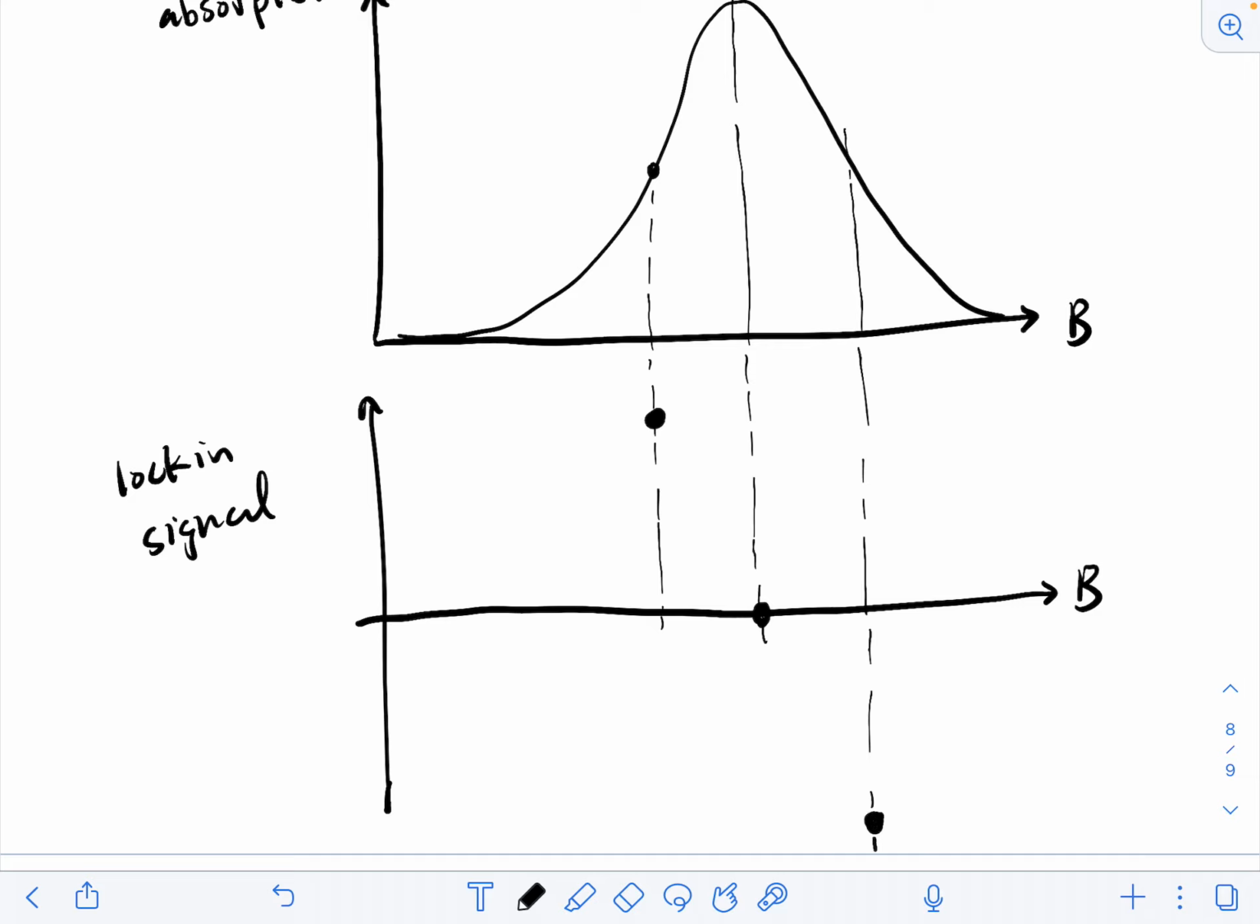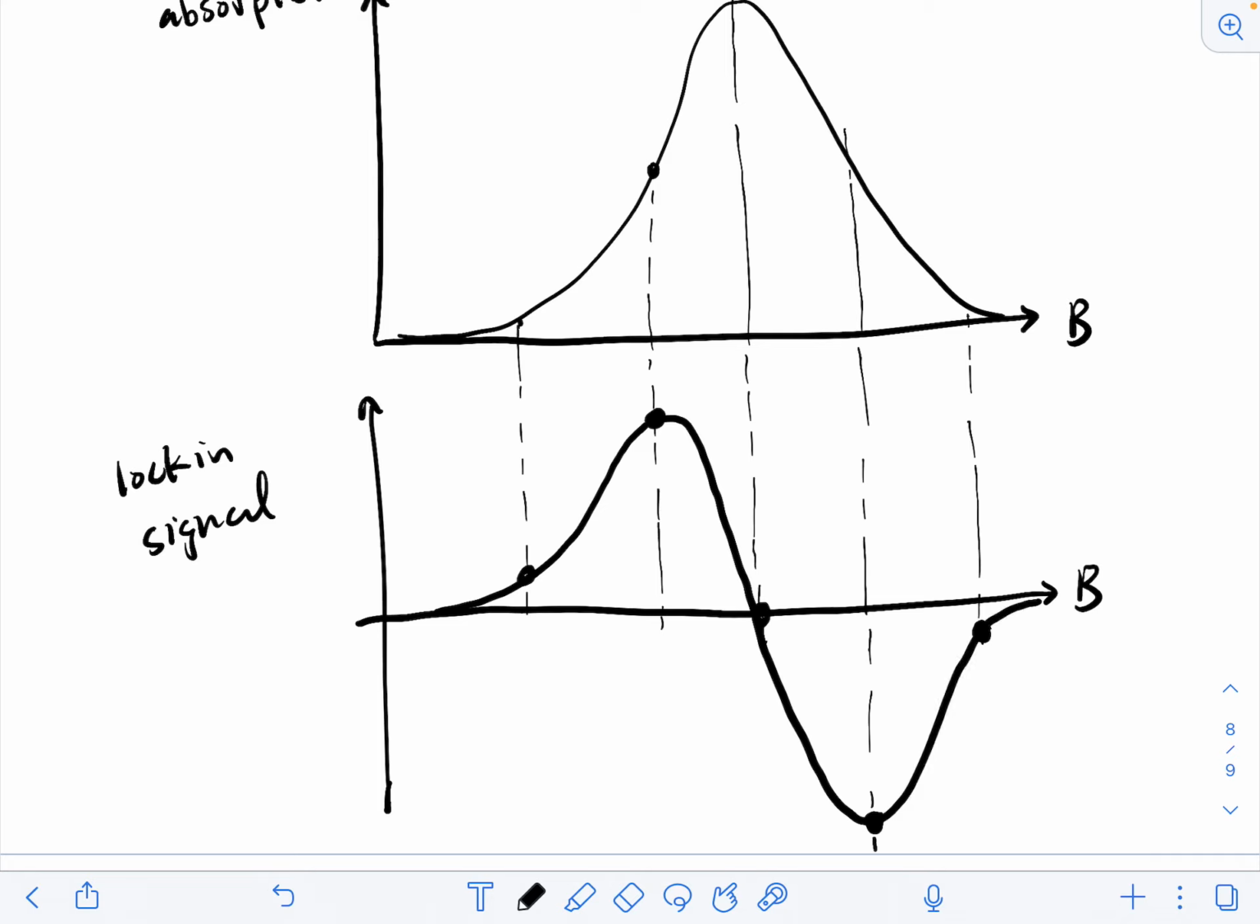We didn't do it, but if we would have gone here, we would have found that because the slope is very shallow, we would have got small output oscillations, but they would have been in phase, so maybe it looks something like this. And had we done an analysis here, we would again have seen small amplitude oscillations that would have been out of phase with the input oscillations. And if we connect all those dots, what we would find is a lock-in signal that looks something like this. And that's exactly the first derivative of the absorption peak with respect to the magnetic field.